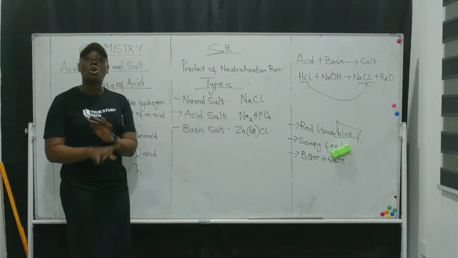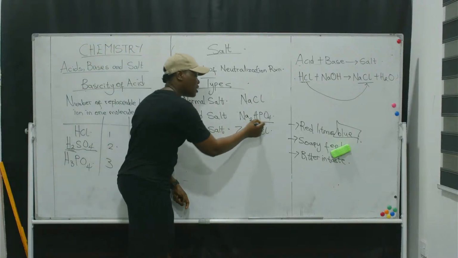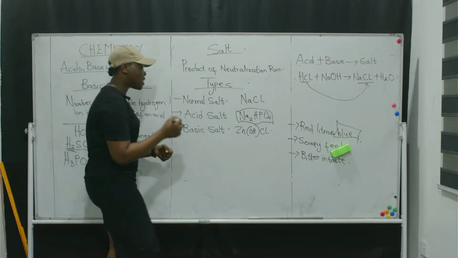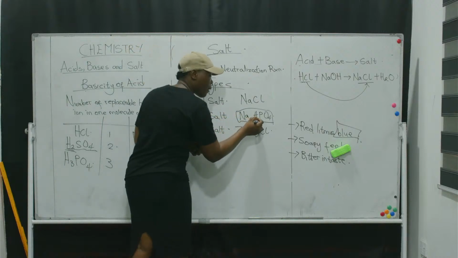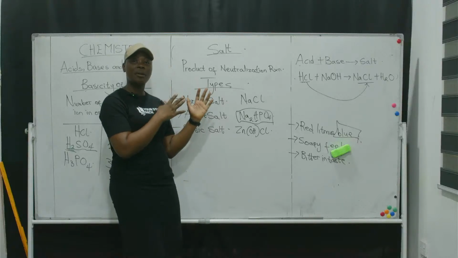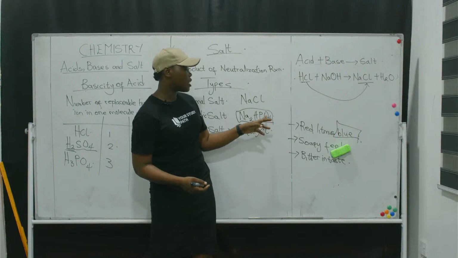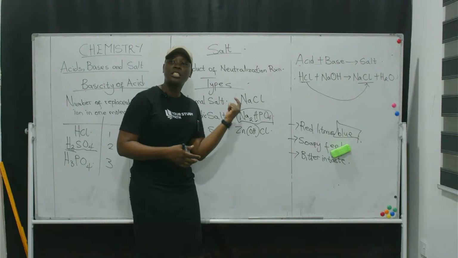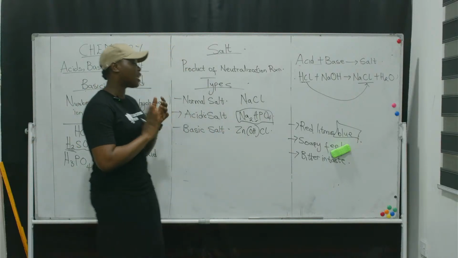For acidic salt, not all of the hydrogen ions would be replaced. So the difference between a normal salt and an acidic salt is that there will be H. Don't forget we're talking about the hydrogen ion. You would see H in the middle, between the metal from the base and the anion from the acid. You will see hydrogen in the middle. That signifies that it is an acidic salt.